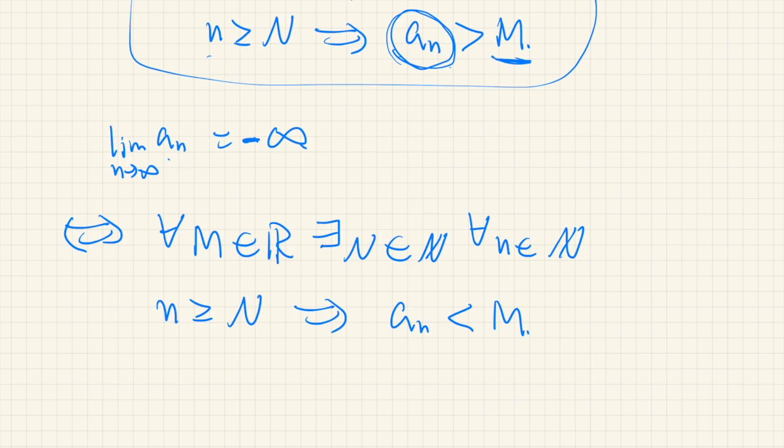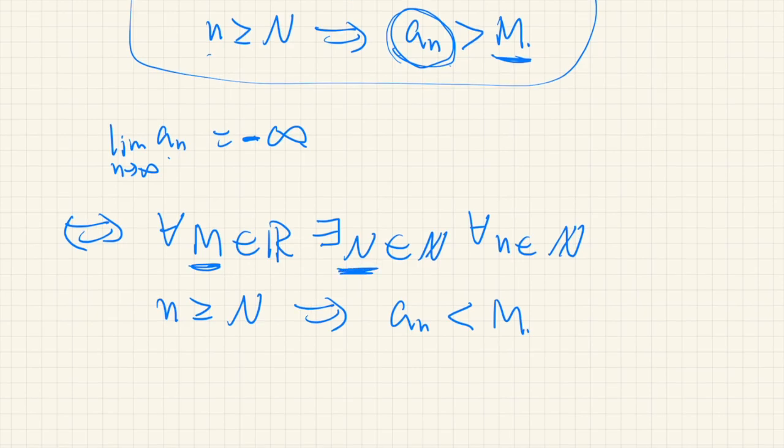This m can be any real number, so it can be a very large negative real number. But however large that is, we can always find some N large enough. So if the index is large enough, then a_n is always less than that m. So that means this a_n can be an arbitrarily large negative number. That's what we mean by diverges to negative infinity.